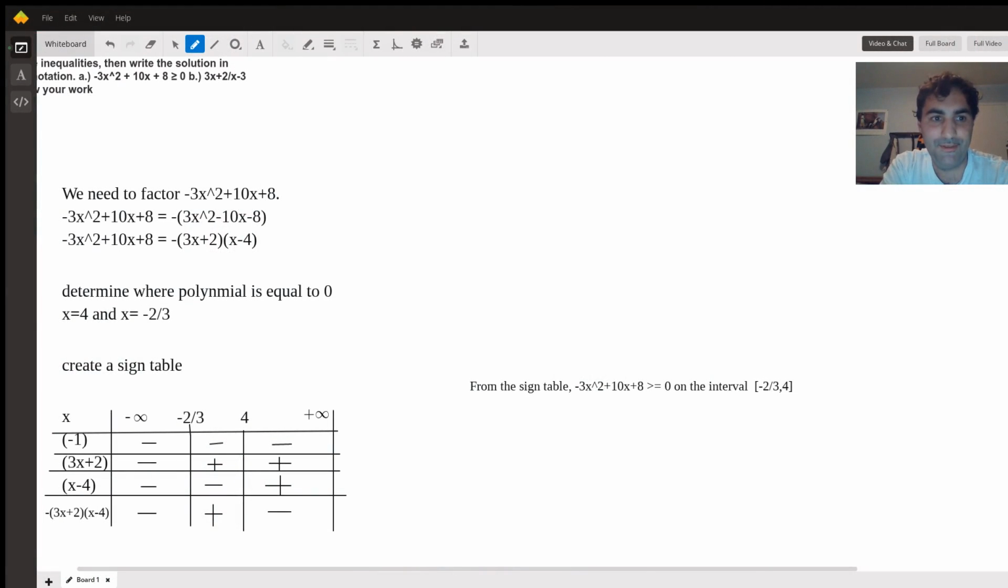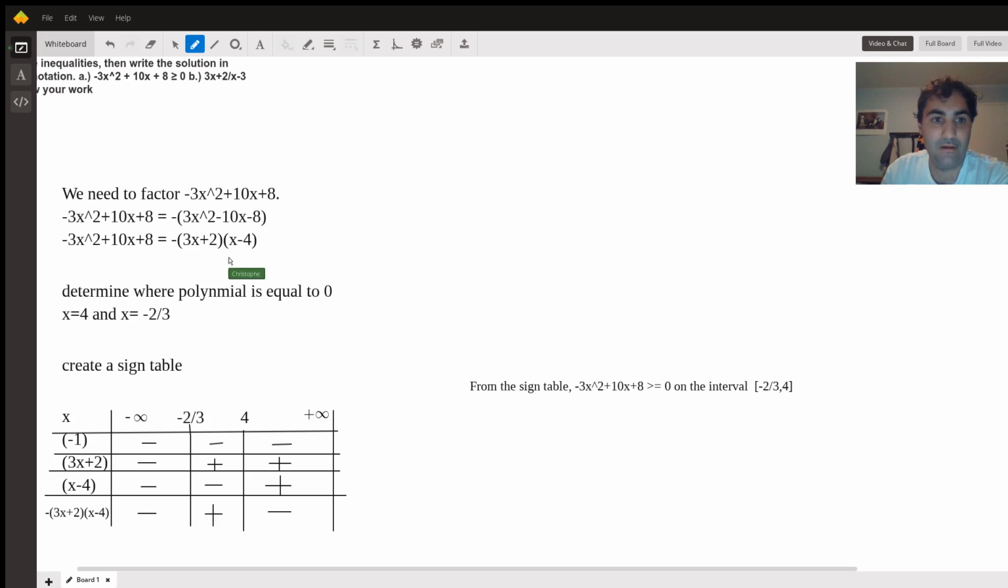So in order to solve this inequality, we have to first factor the polynomial. We can factor out -1 out of the equation, and then we end up with -3x^2 - 10x - 8. And then we can factor this polynomial. If you know FOIL, if you want to expand this expression, you can see that these two are equal.